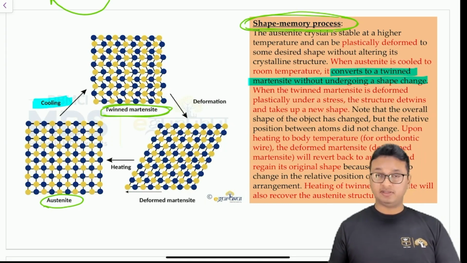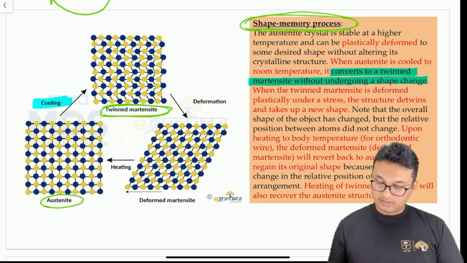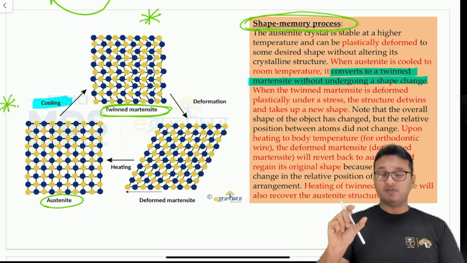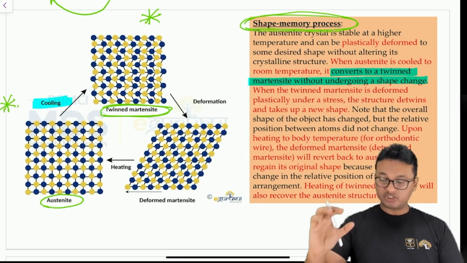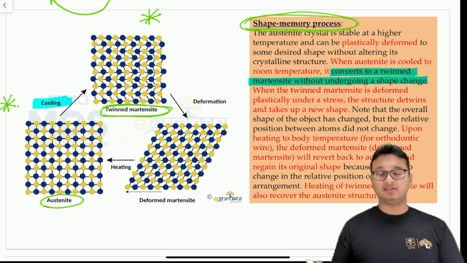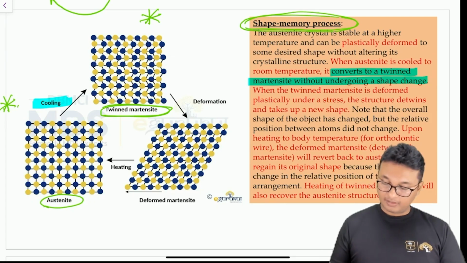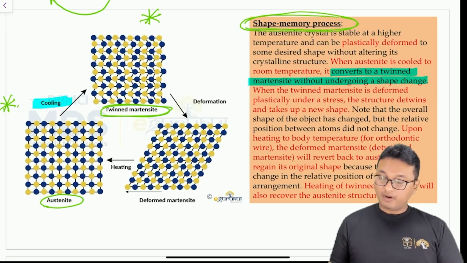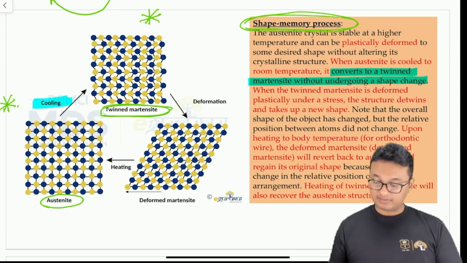I've talked about what twinning is earlier. Remember? Now, you can see in this particular architecture here and here that the shape of the wire has not changed. It's only the relative orientation of the atoms between them that has changed, and that change has been brought about by a process known as twinning. Right? Note that the overall shape of the object has not changed, and the relative position between the atoms has not changed. Okay. Now, upon heating to body temperature, for orthodontic wire, the deformed martensite, that is a detwinned martensite, will revert back to austenite and regain its original shape.